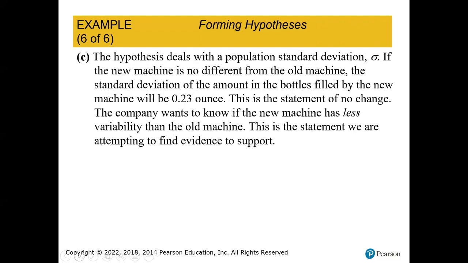This one we are working with a population standard deviation, or the sigma value. And based on what we know, it is currently equal to 0.23 ounces. He is going to install a new machine and run the test again. And he is hoping that it is now smaller than 0.23 and that his values are even closer together than they were, that there is less variability than he had previously.